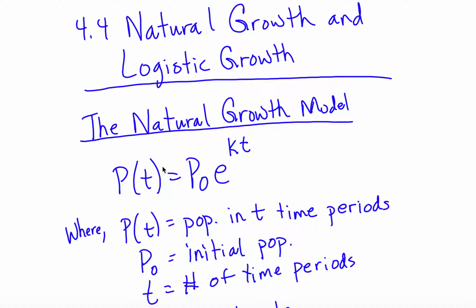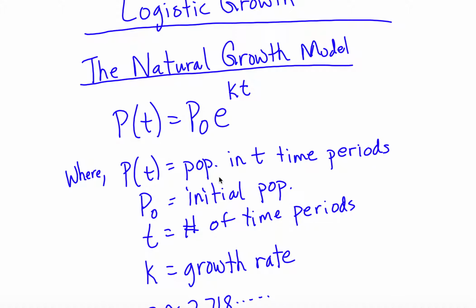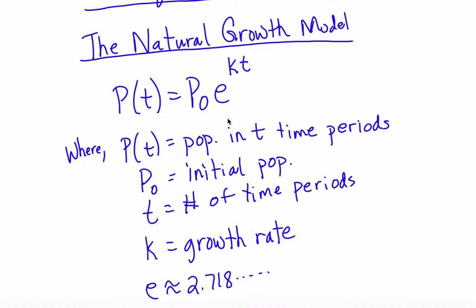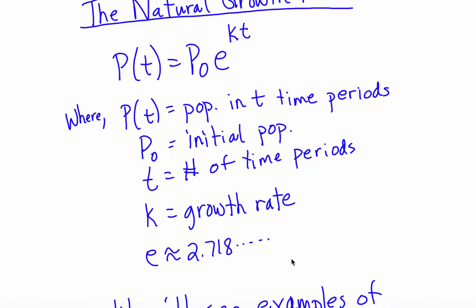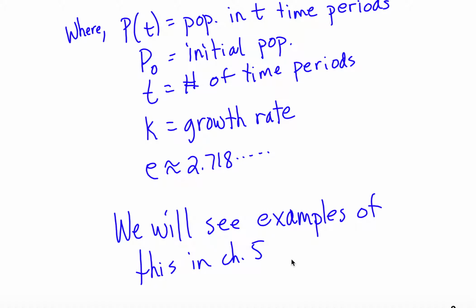So this is the growth model, and in this model, just as always with all models, P of t is the population size in t time periods, whatever time period you want to go with. P0 is your initial population at whatever time you decide to call your time 0. t is just your number of time periods, and k is known as your growth rate. So this is how fast something's growing. It's not exactly the same as r, but it relates to this idea of the growth rate. And e, again, is this number that goes on forever. Don't try to write it, just write it as e.